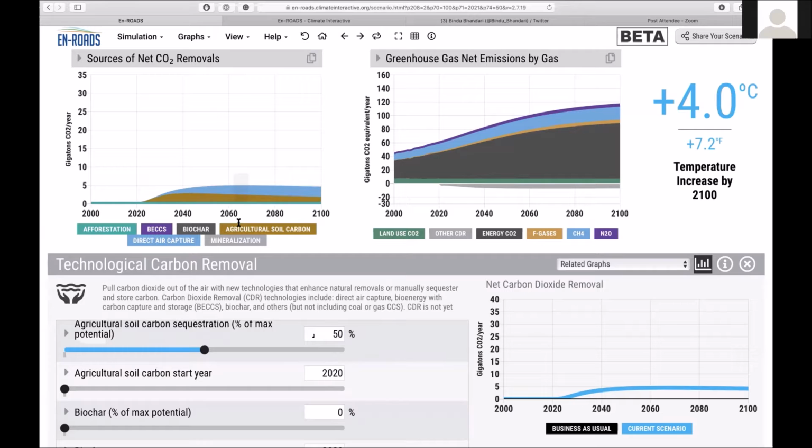Now this area represented by agricultural soil carbon, you can see that this area has started increasing. You can see this wave clearly visible over here, represented in this light color. And what you can notice in the graph on the right is that from the emissions, we now have other CDR represented by this silver area. We have actually started pulling carbon dioxide out of the atmosphere.